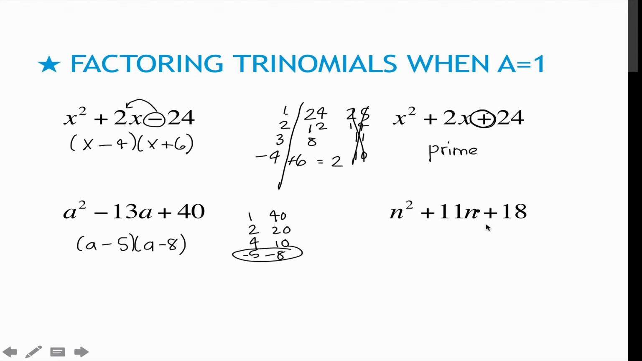And our last one, we have 18, so that's 1 and 18, 2 and 9, 3 and 6. I'm looking for numbers that add to positive 11. So I will use a positive 2 and a positive 9. So n plus 2, n plus 9.